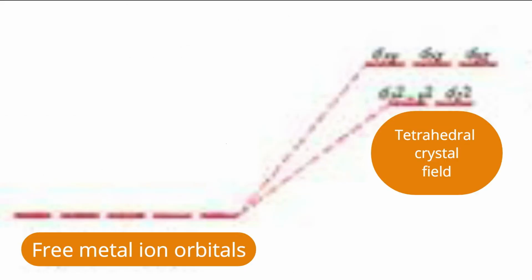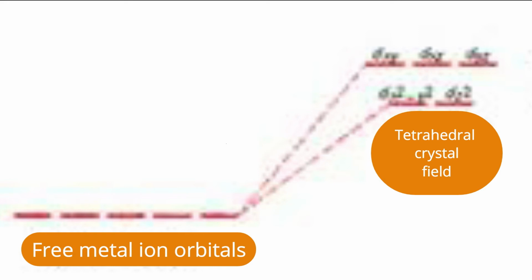Here is a representation of free metal ion d orbitals which are of low energy and split d orbitals in tetrahedral crystal field. All 5 d orbitals in tetrahedral crystal field are of higher energy than free metal ion. It emphasizes there is a repulsion experienced by each and every orbital in tetrahedral field. Lowest orbitals are 2, dx square minus y square and dz square. It's a doublet E. And highest split orbitals are 3, dxy, dyz, dxz. Those are represented by T2.